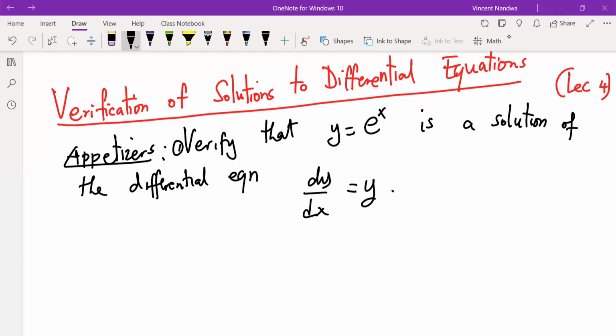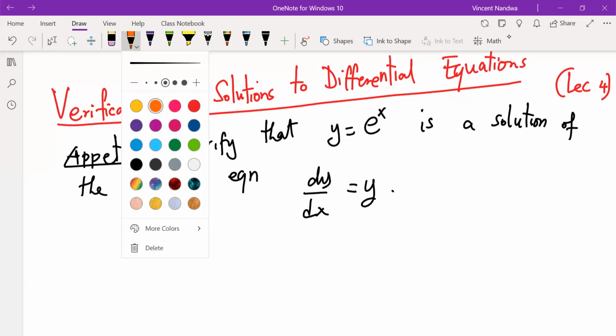Now, one way of verifying that a given function is a solution to a given differential equation is to simply differentiate the function and then substitute into the given differential equation to show that we get an identity. So this is what I mean.